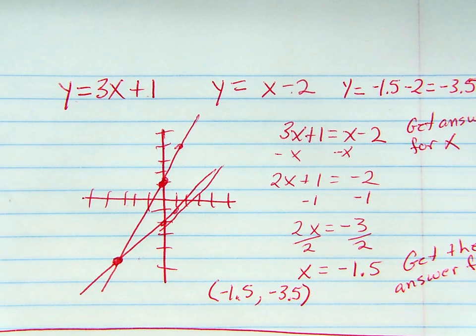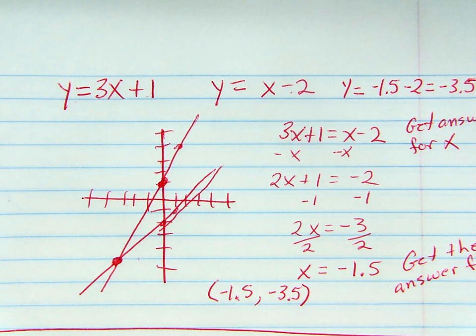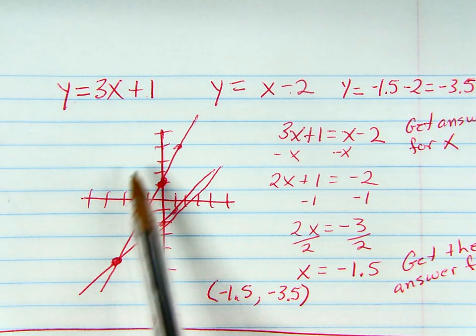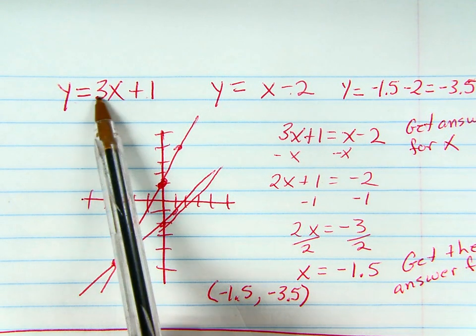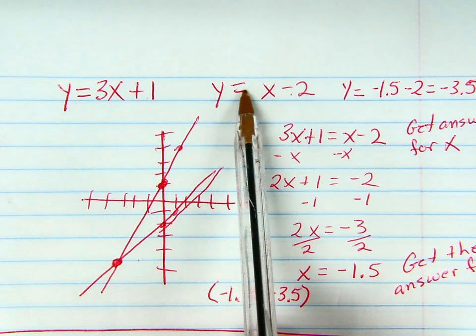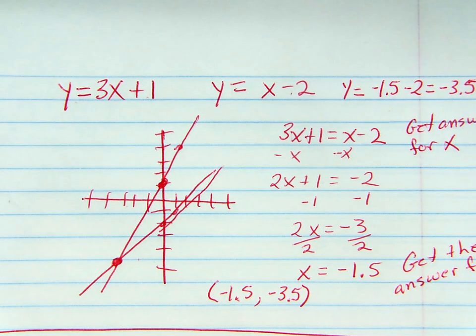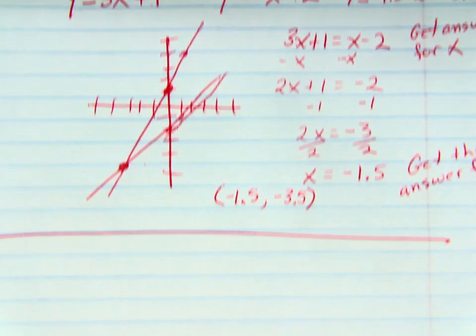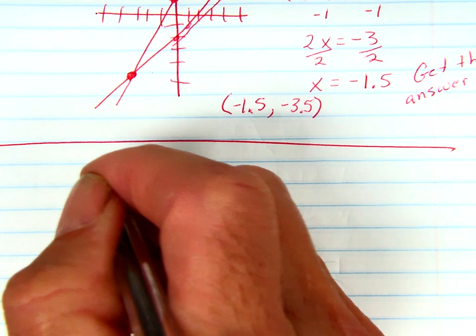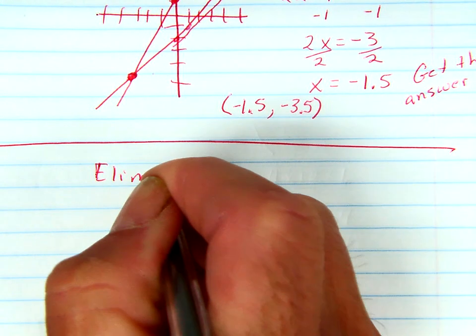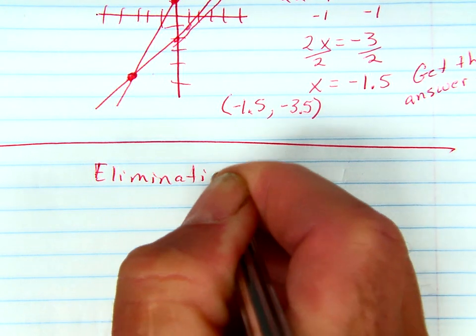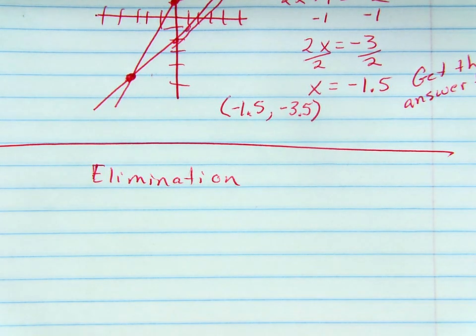Now there's nothing that says you have to keep an equation the way that they give it to you. No matter how they give the equation to you, you can change it to this form and do this method. Right, elimination. No graphing involved in this one.